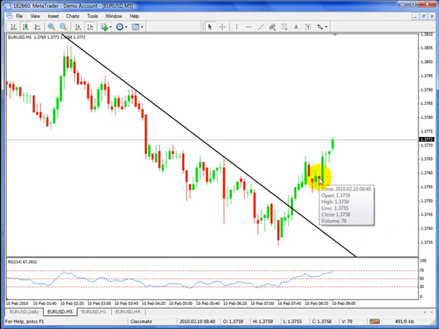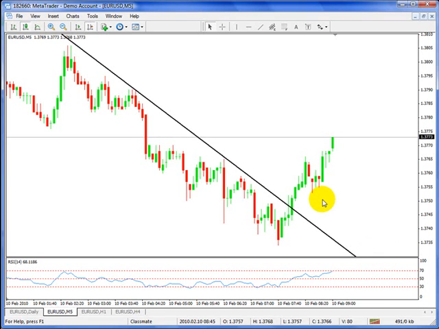Okay, then let's take a look at this setup here that we were actually discussing right at the latter end of the daily video. What I did say to you was, when we get the break, and we had the break, we had this particular full body candle right here.